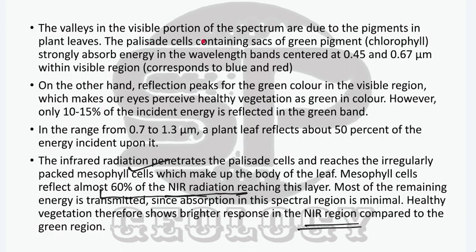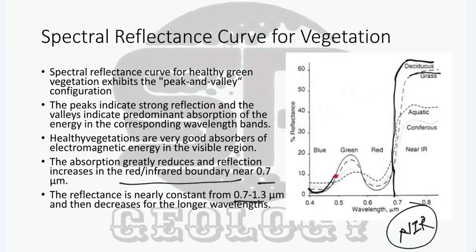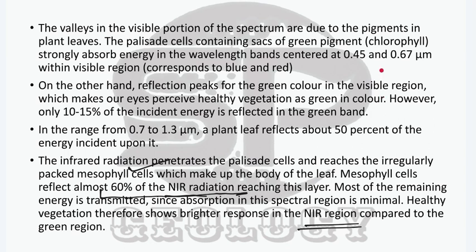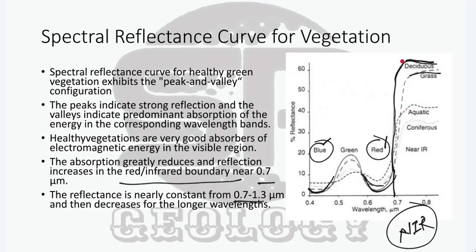Why are the values in the visible portion of the spectrum low? Due to absorption: blue and red colors are absorbed and not reflected back. On the other hand, reflection peaks for the green color, which we have already discussed. In the range from 0.7 to 1.3 micrometer, a plant leaf reflects about 50% of the energy. That's why it is showing a constant reflectance pattern.